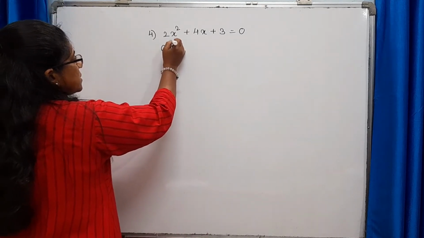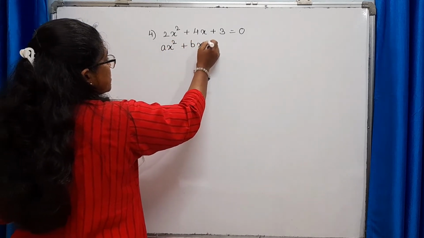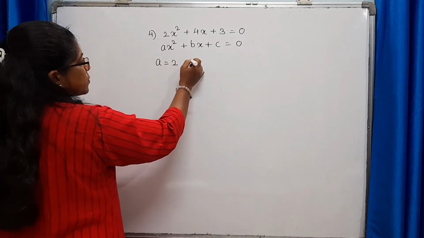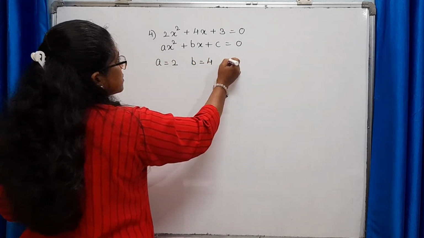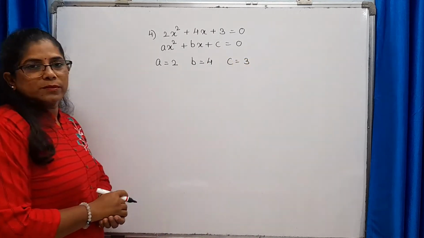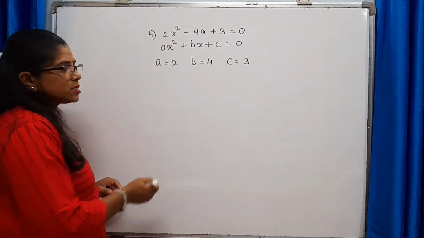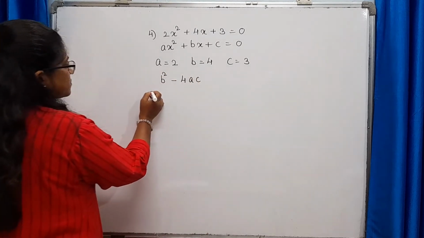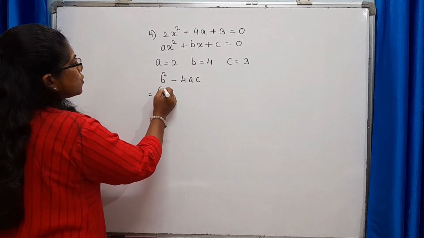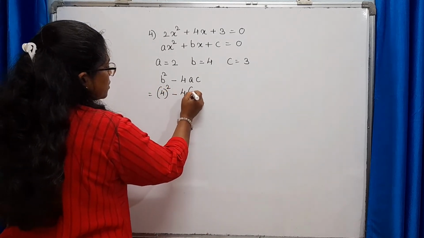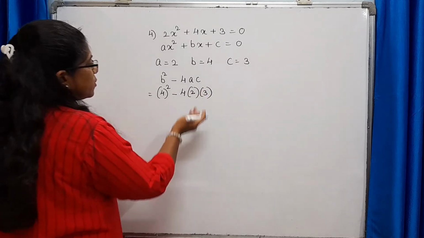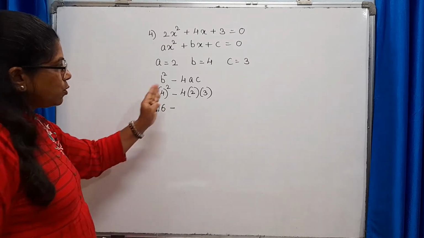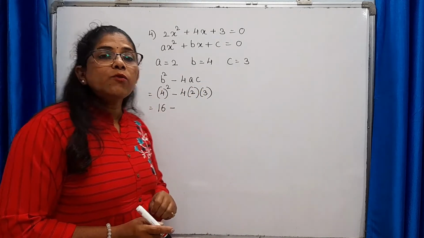Let us compare this with the general form, ax square plus bx plus c is equal to 0. Now in this case, a is 2, b is 4 and c is 3. Let us find the value of b square minus 4ac. This is equal to 4 square minus 4 into 2 into 3. 4 square is 16 minus 4 2s are 8, 8 3s are 24.